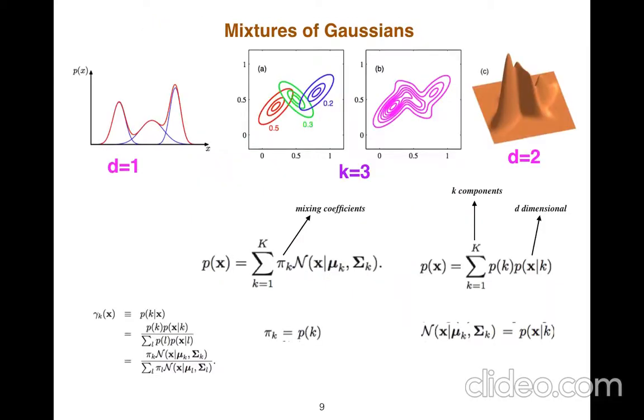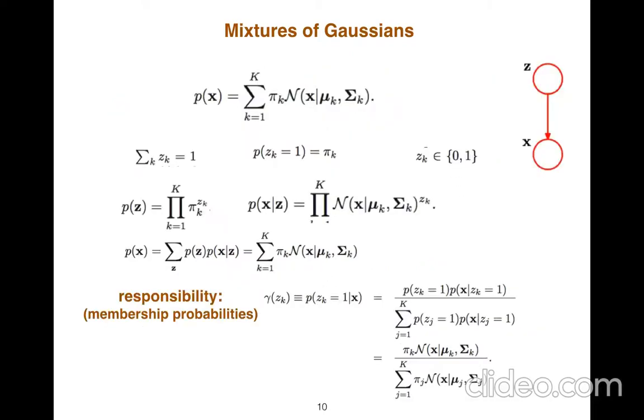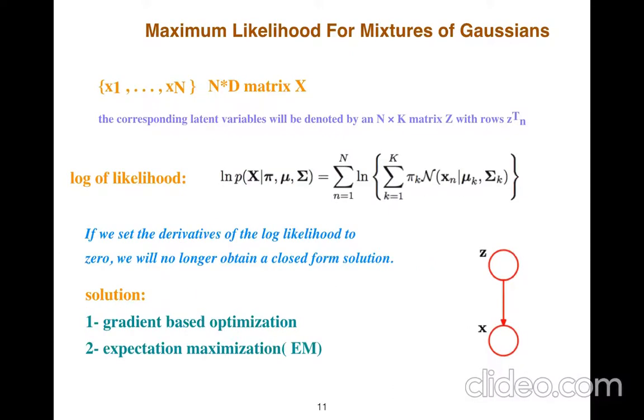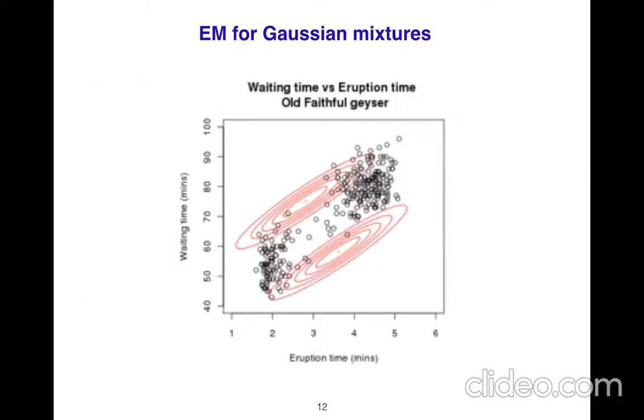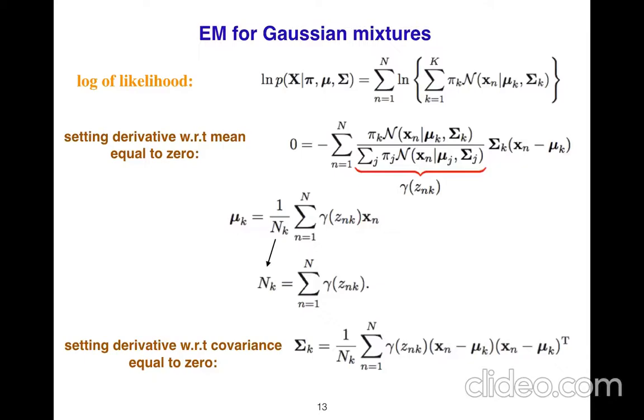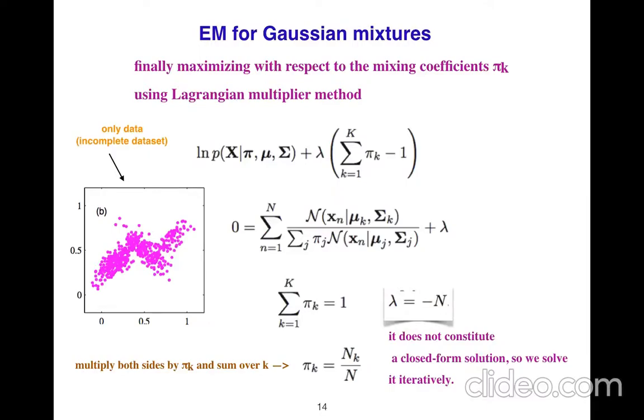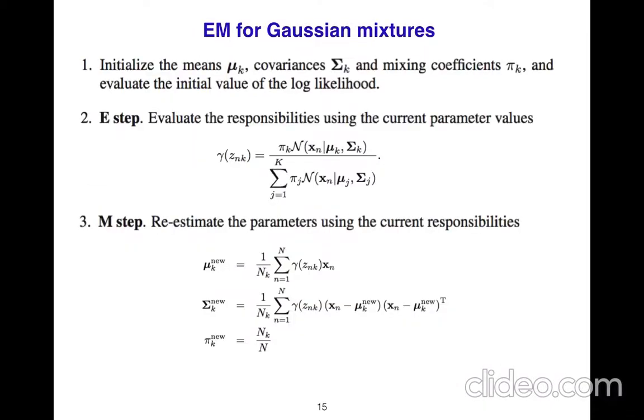For more complex data, we should use mixtures of Gaussians. So pi is the mixing of these different Gaussians. So our solution could be using gradient-based optimization or expectation maximization. In any case, we just maximize the likelihood, and we can see that in general we cannot find a closed-form solution, so we should solve it iteratively using expectation maximization.